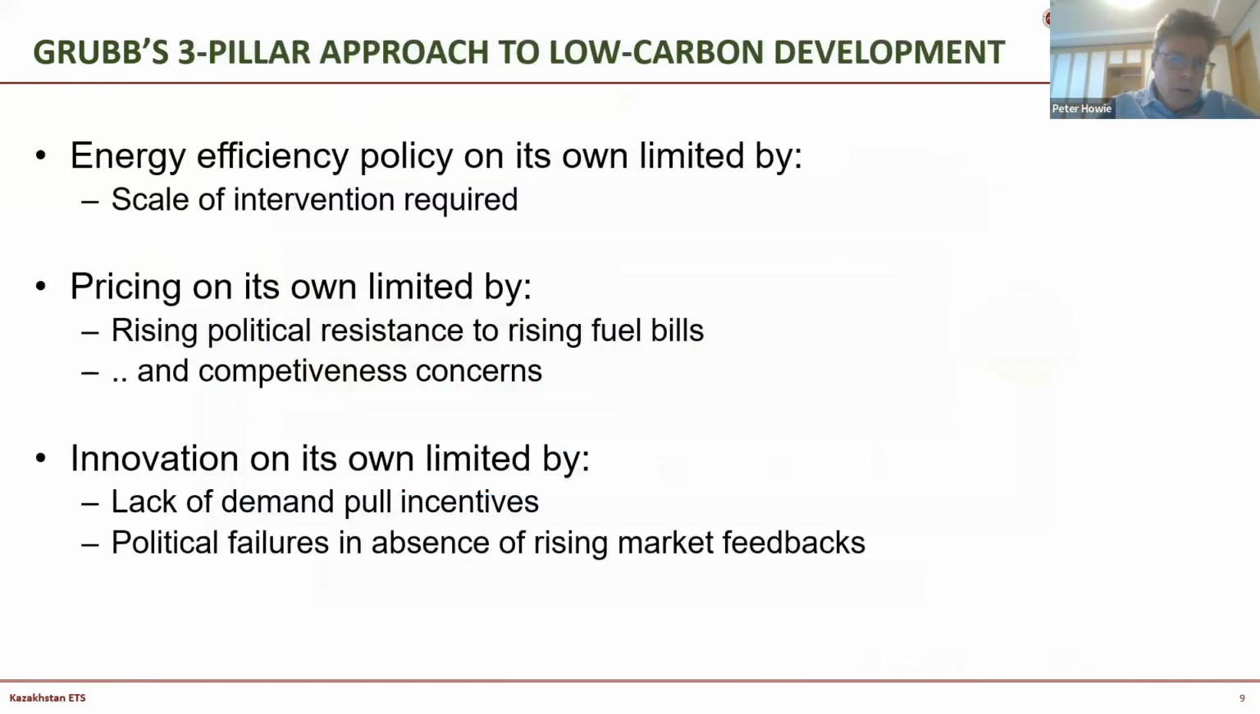So what does this all say? Well, first of all, he's saying that energy efficiency policy on its own is limited, and it's limited because of the scale of intervention. Pricing on its own is limited because of rising political resistance to rising fuel bills. And we all saw the potential impact of rising fuel bills in Kazakhstan in January. And also the issue of competitiveness.